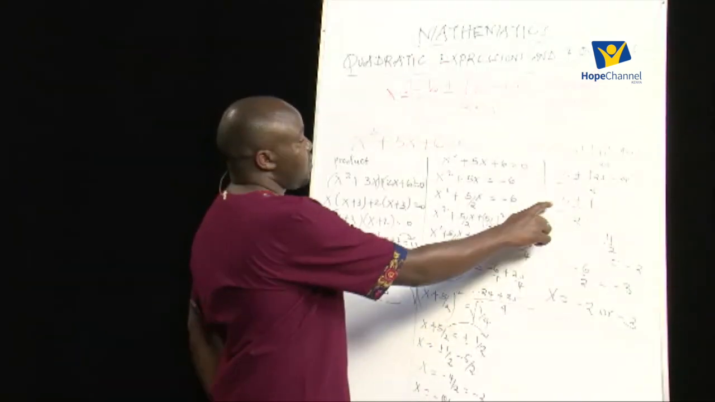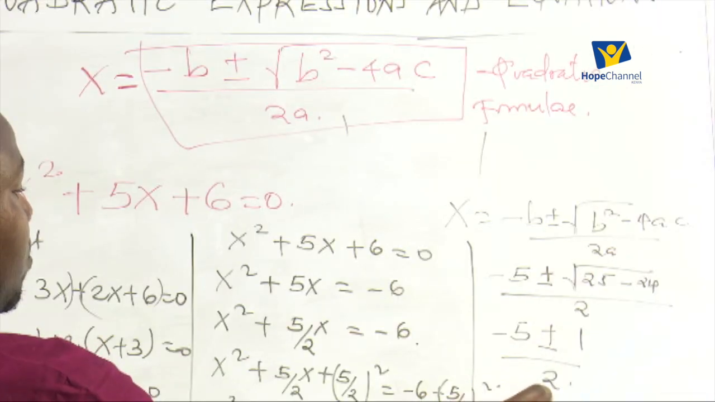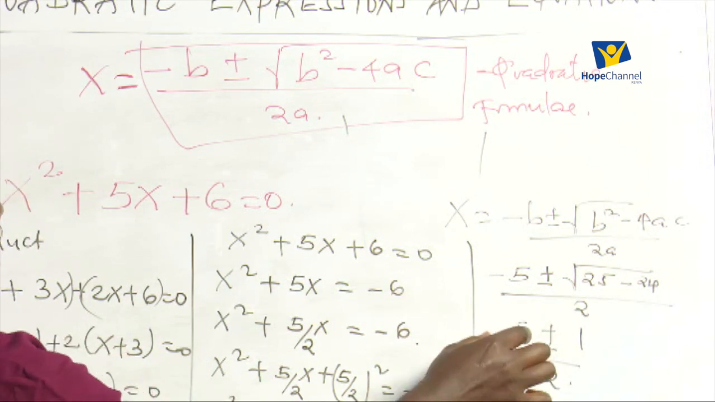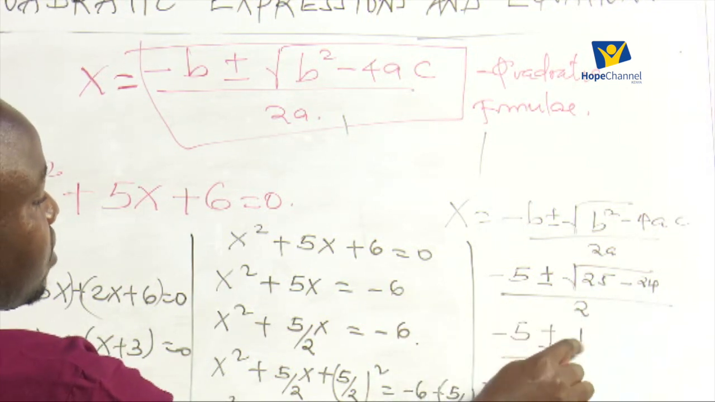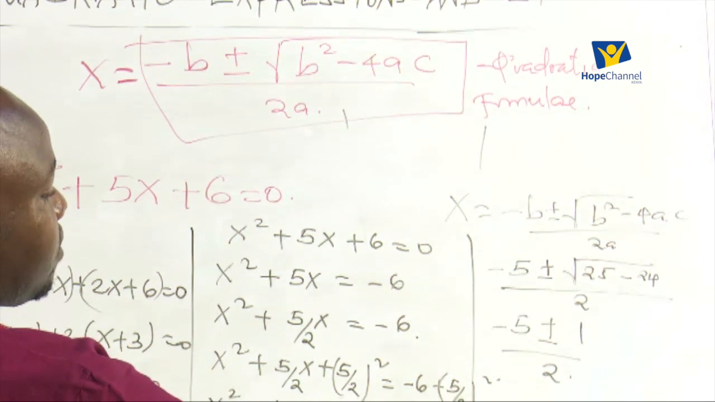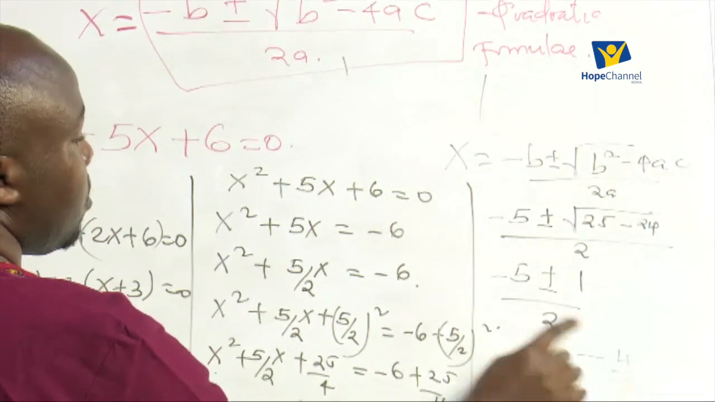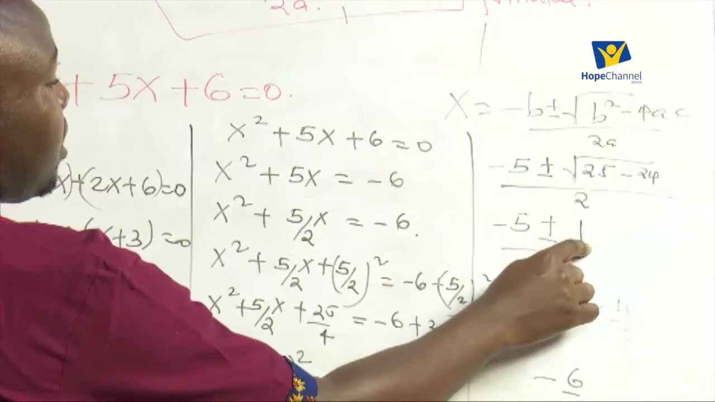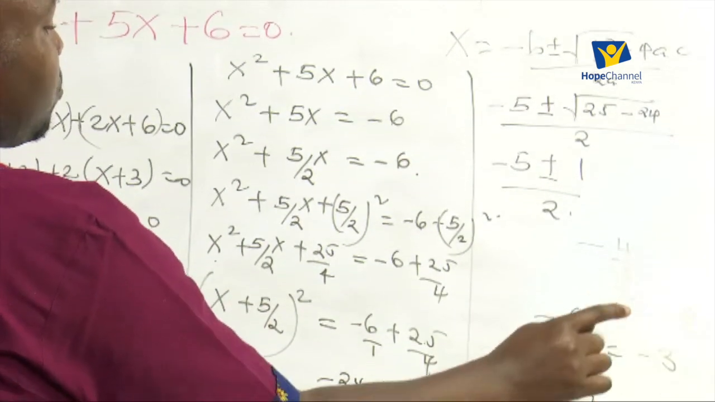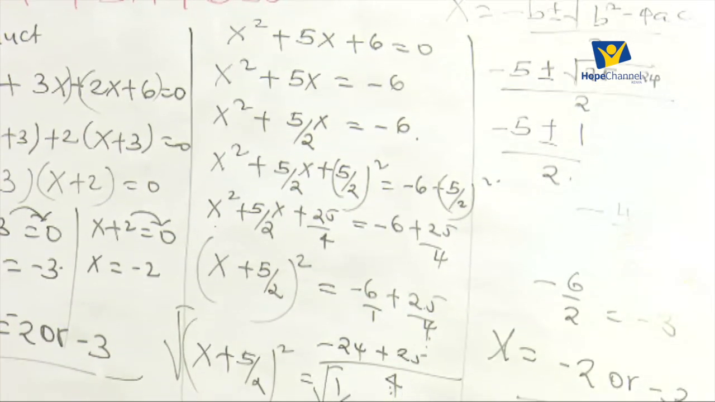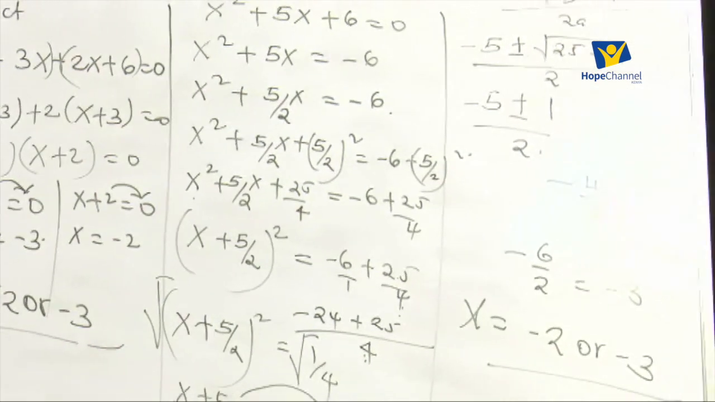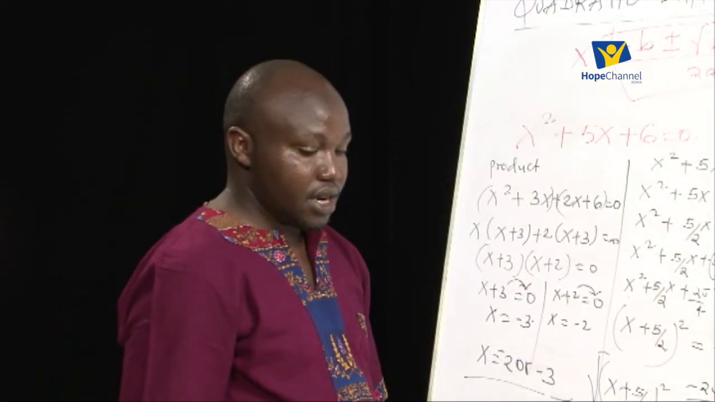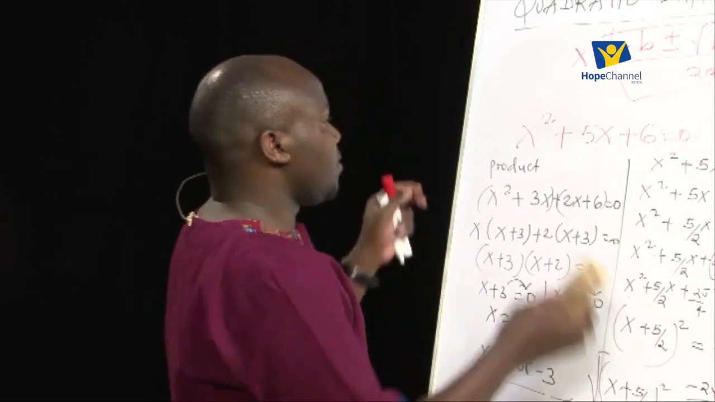So I'm going to have negative 5 plus or minus 1 over the denominator, which is 2. So take the first one, negative 5 plus 1, you get negative 4. Divided by 2, you get negative 2. Negative 5 minus 1, you get negative 6. Divided by 2, you obtain negative 3. And those are the solutions to that given quadratic equation.